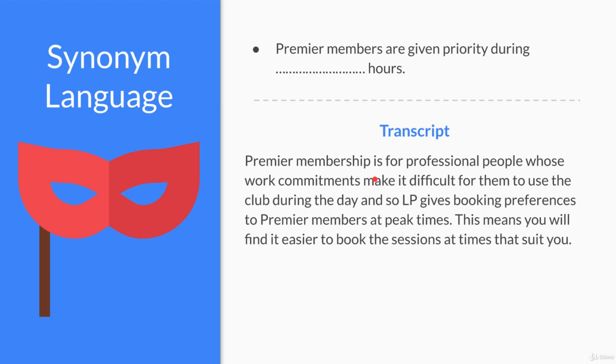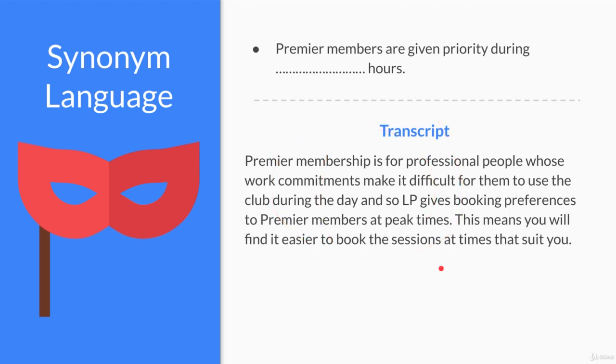Premier membership is for professional people whose work commitments make it difficult for them to use the club during the day, and so LP gives booking preferences to Premier members at peak times. This means you will find it easier to book the sessions at times that suit you. Guys, were you able to find the correct answer? I want you to also try to pick the right answer as we go through these.